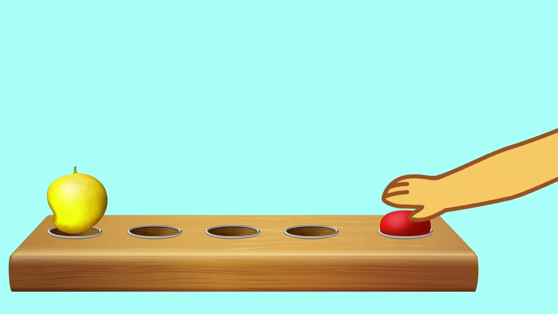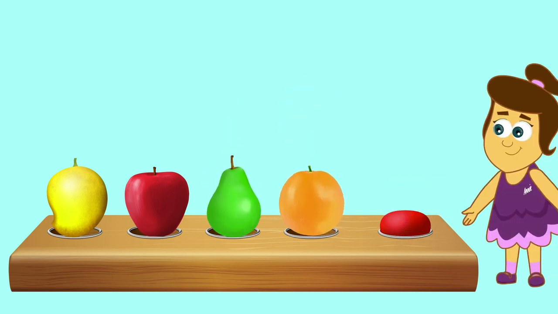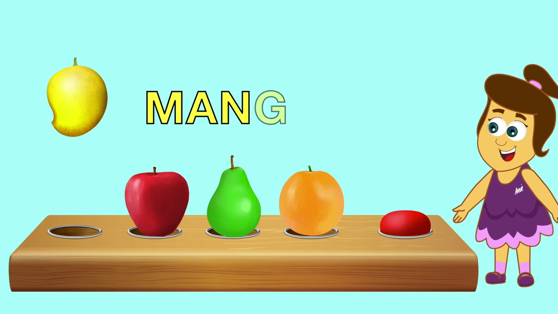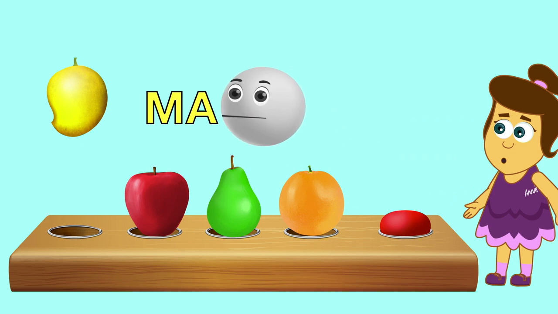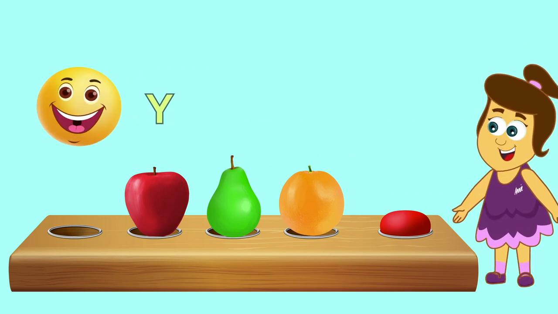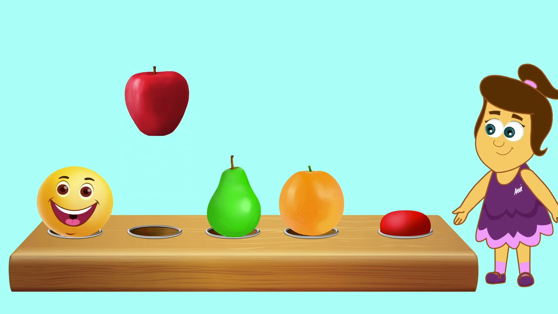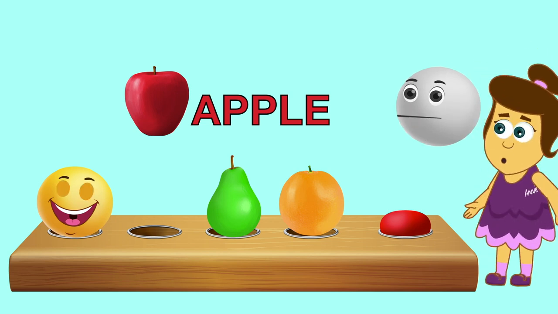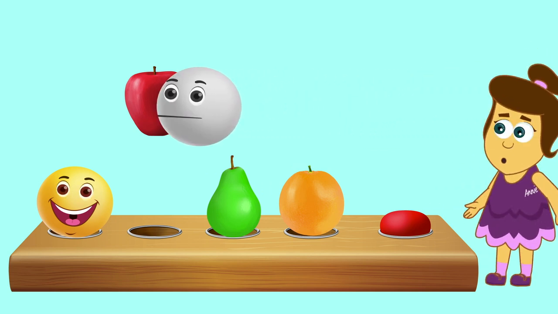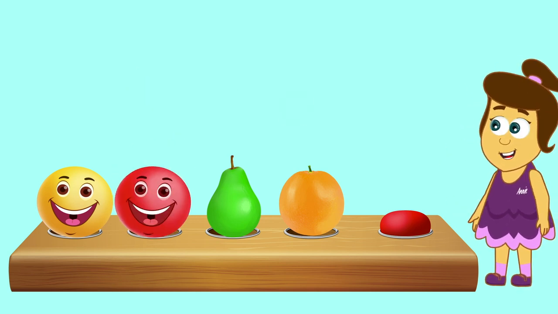Ooh! A mango! An apple! A pear! An orange! Hi, Annie! Yes! Ooh! It's Pacman! Don't look so worried, he's just hungry! Can you tell me the colour? That's right! The mango is yellow! Ooh, yummy! Don't you love apples? Yay! Yum, yum, yum! Now, can you tell me the colour? It is red! Well done!